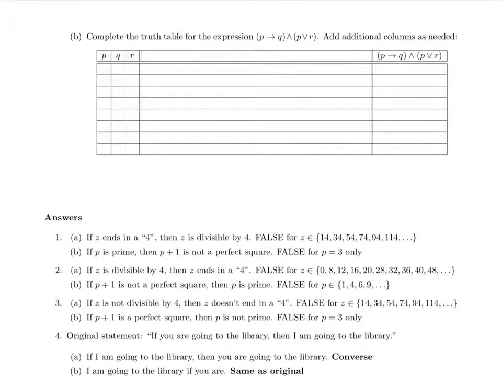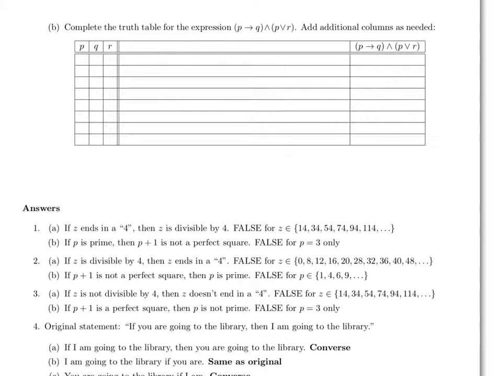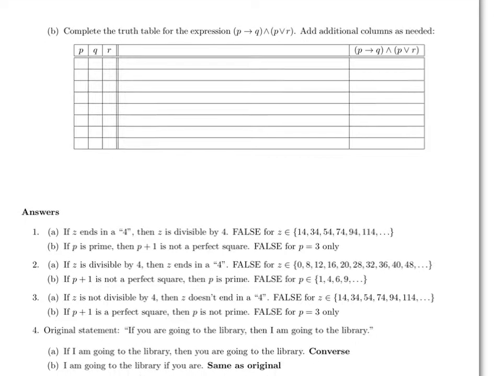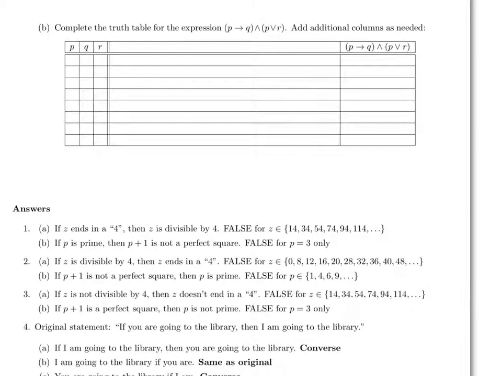I'll run through one of the truth table problems. I won't do both of them, just to save time here. So maybe we'll do the second problem. This truth table has a little bit more complexity than the first one, so I'll do this one as an example and you can check the other one.